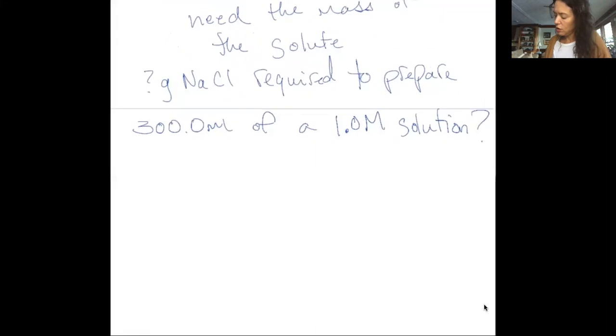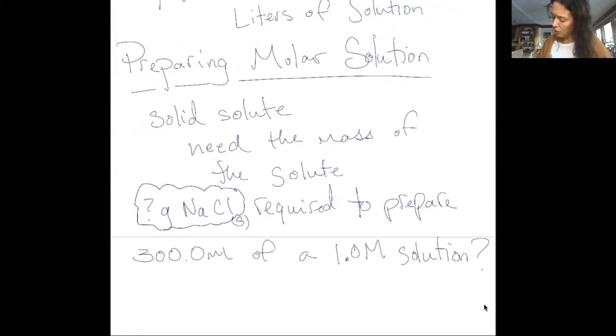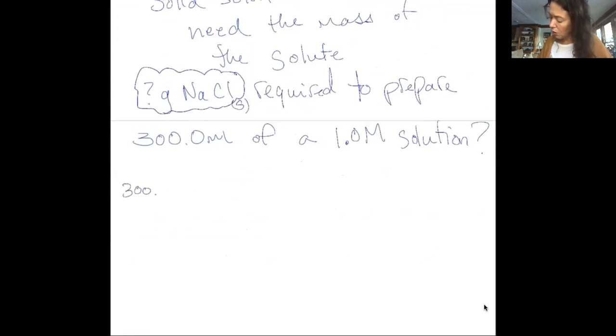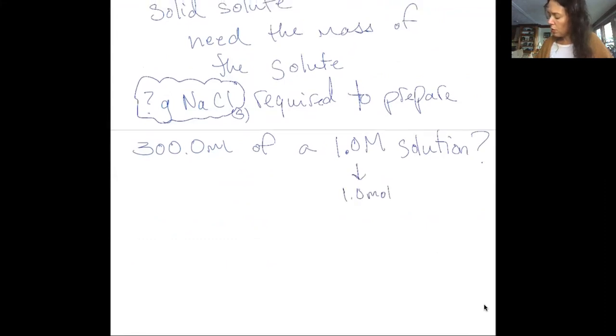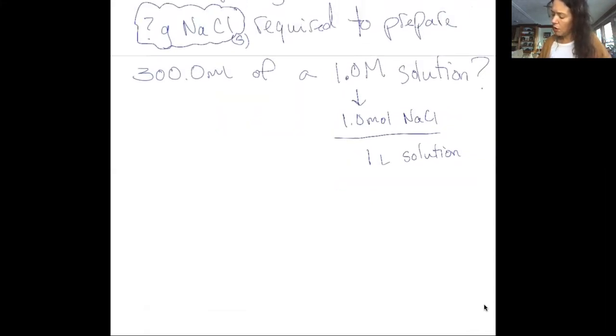So the first thing you need to figure out is this is a solid, right? How many grams of solid NaCl? So I'm just going to take my volume. I'm going to do it the long way. Some of you already know where I'm going, some of you don't, and that's okay. This means 1.0 moles. Moles of what? Moles of my solute per every 1 liter of solution. Okay? So I'm going to start with my volume.